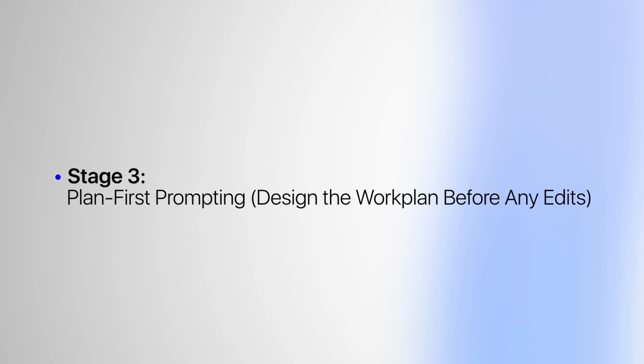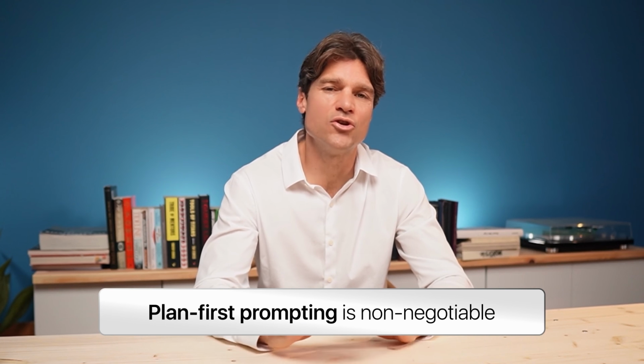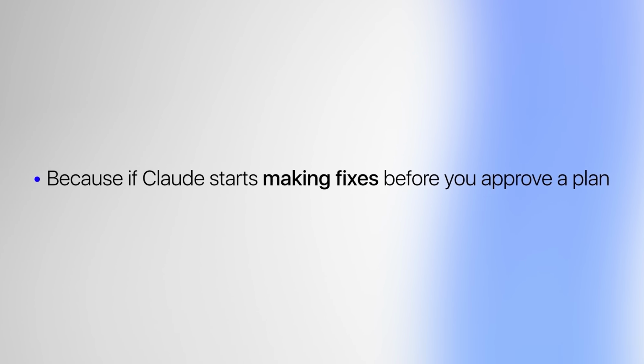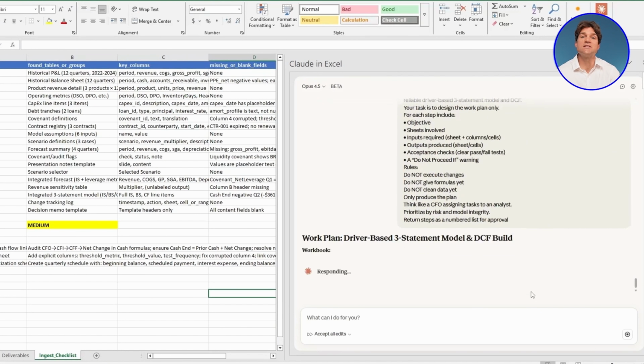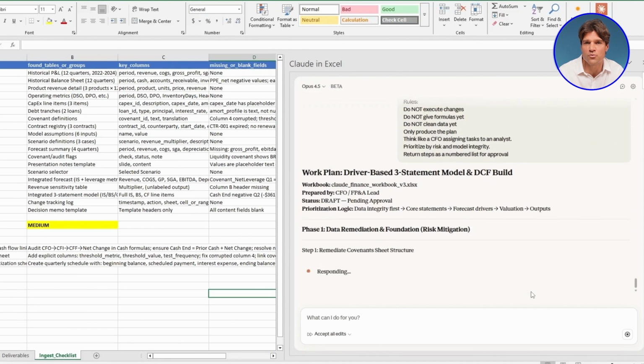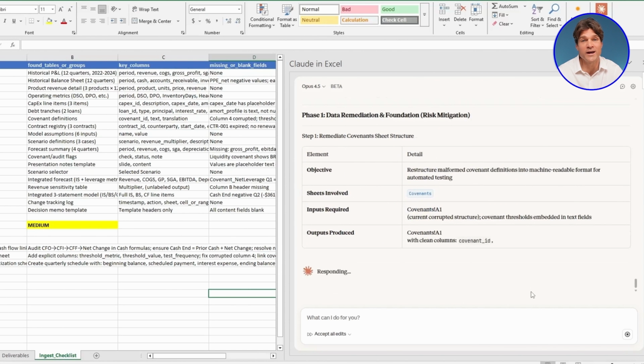Okay, so in stage 3, I'm going to explain to you why plan first prompting is non-negotiable. Because if Claude starts making fixes before you approve a plan, hidden assumptions quietly turn into formulas. Now once that happens, audit trails weaken and credibility drops instantly. Stage 3 requires Claude to act like a senior FP&A lead, not like an operator. It must produce a detailed step-by-step work plan for your approval before any modeling or any edits are made.